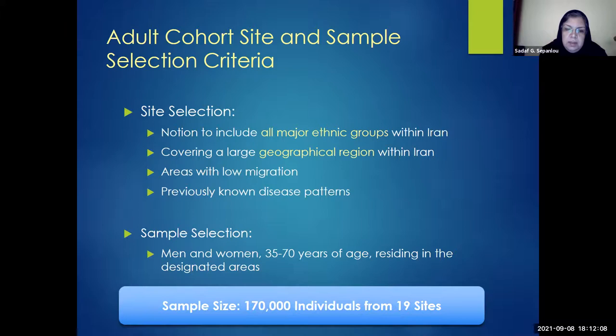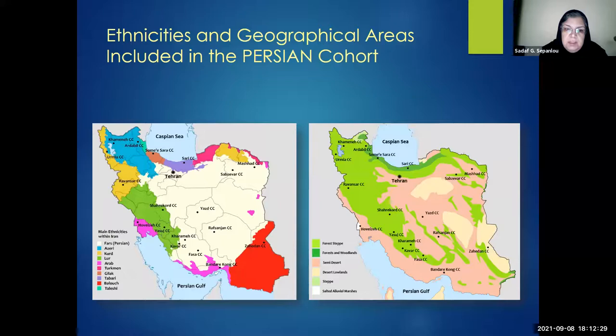Finally, we recruited over 170,000 individuals from 19 sites, men and women, 35 to 70 years of age and residing in the designated areas. Okay, in these maps you see, on the left panel, the ethnicities included are Fars, Azeri, Kurd, Lur, Arab, Turkmen, Gilak, Tabari, Baluch, and Talish. In fact, almost all ethnicities in Iran have been covered and recruited in the Persian cohort.